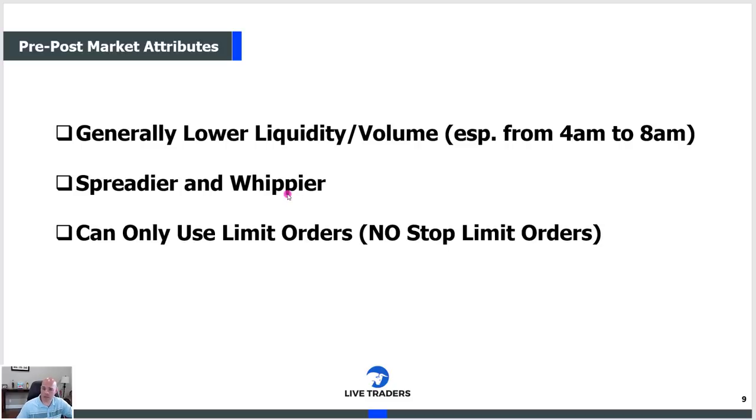So if you have a stock that normally has a 10-cent spread, pre-market, it might have a 20, 30, 40-cent spread. Sometimes less, I'm just saying, they're much spreadier. I've seen times in the pre-market where Tesla has a $5 to $7 spread. That's crazy. It happens though.